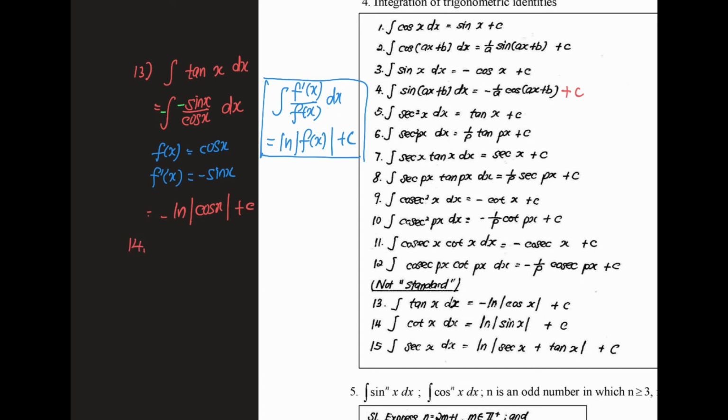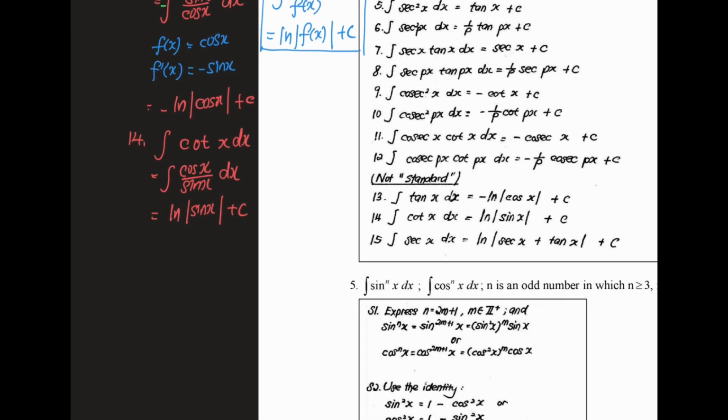Formula 14 is just similar. Integrate cot x dx. I change cot to cos over sine. Then I use the formula of f prime of x over fx. I will get ln sine x plus c. Formula 15, integrate secant x dx.